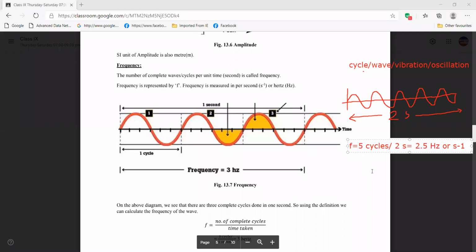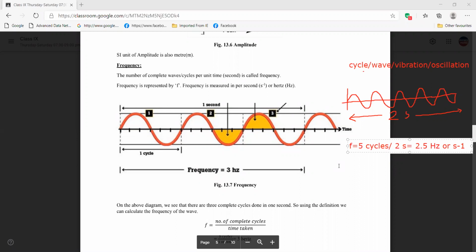Done. So what is called frequency? The number of complete waves or cycles per unit time is called frequency. Okay, then what is called amplitude? The maximum displacement of vibrating particles from their rest position is called amplitude.